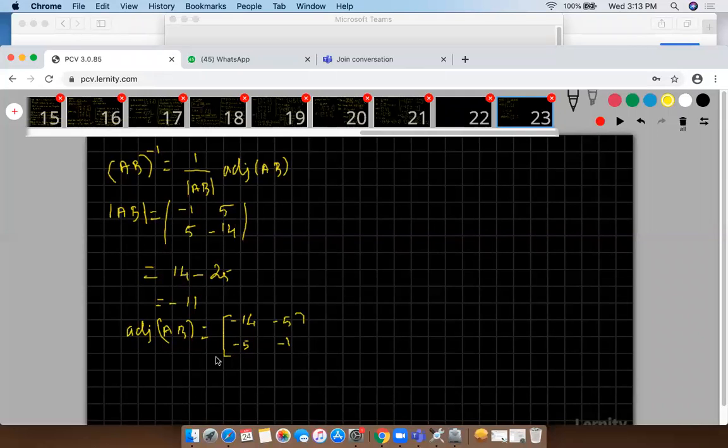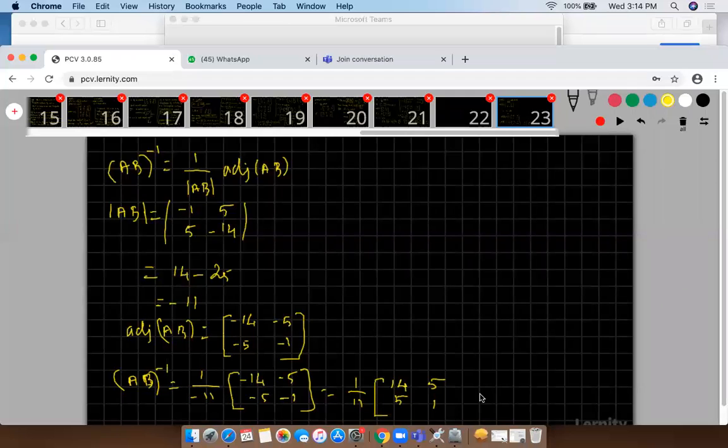So therefore, my AB, the whole inverse, is equal to 1 by determinant of AB. Determinant of AB is minus 11. Adjoint of AB is minus 14, minus 5, minus 5, minus 1. Here also minus is common. Take it outside, and this minus and minus becomes plus 1 by 11 of 14, 5, 5, 1. This is equation number 2.